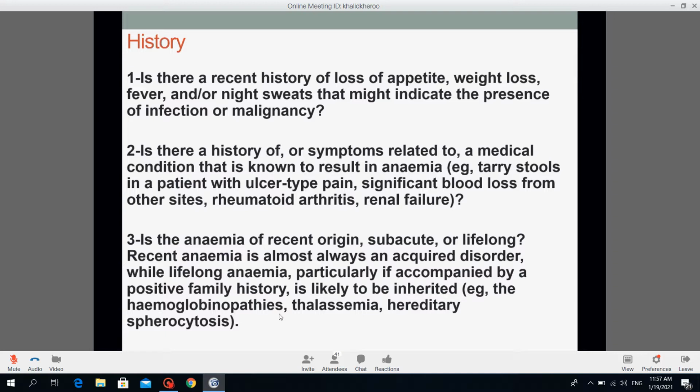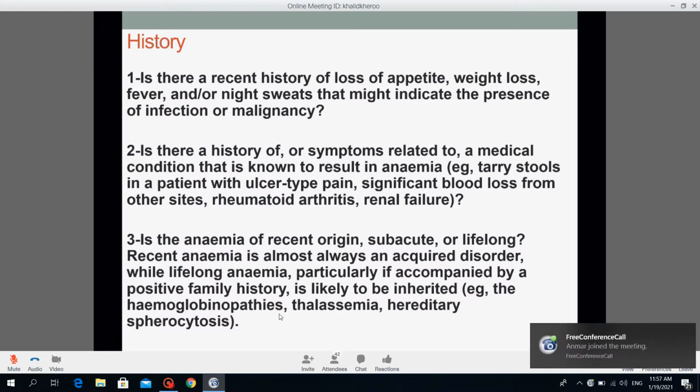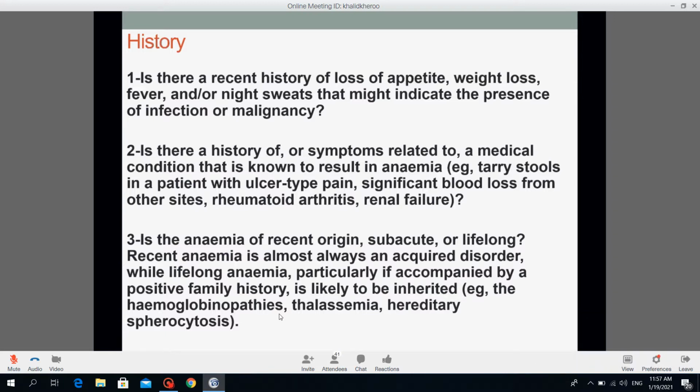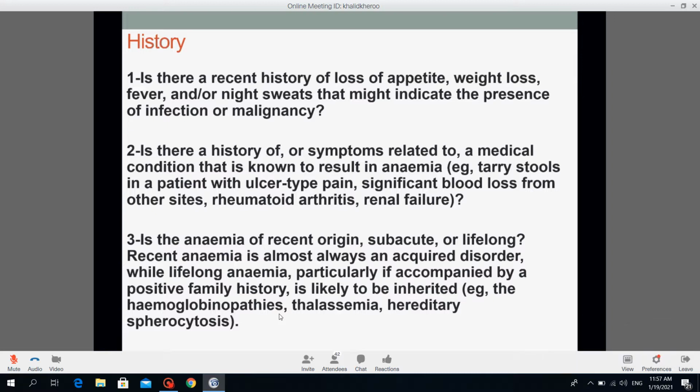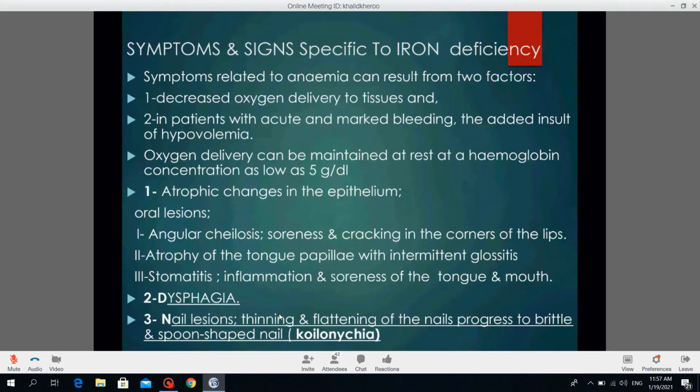The other important thing: is the anemia recent, subacute, or lifelong? Recent anemia is almost always acquired. When anemia occurs recently, this is of acute onset, this is an acquired disorder. Whereas if the anemia is present for a long time, it could be inherited, as we talk about hemoglobinopathies, thalassemia, and hereditary spherocytosis. So regarding iron deficiency anemia, in addition to the symptoms that we mentioned, we have certain important physical signs.